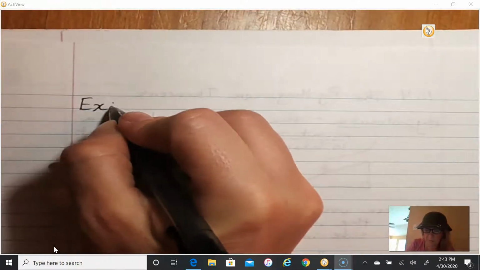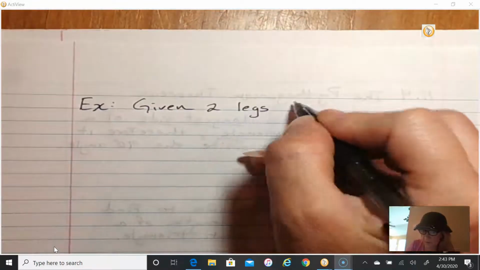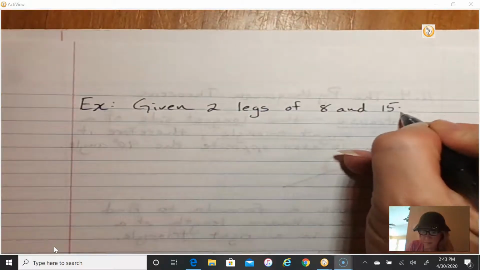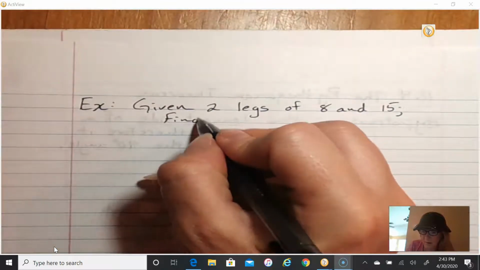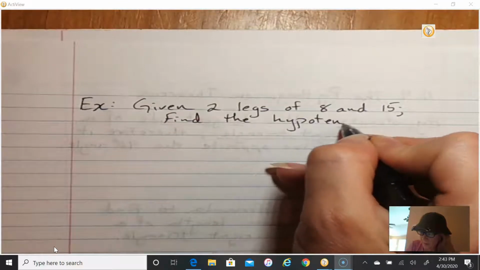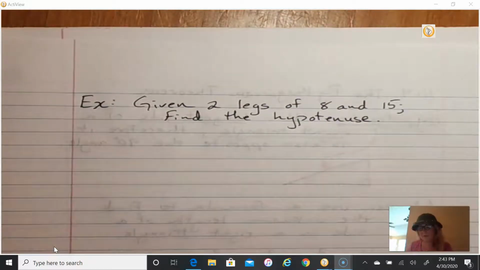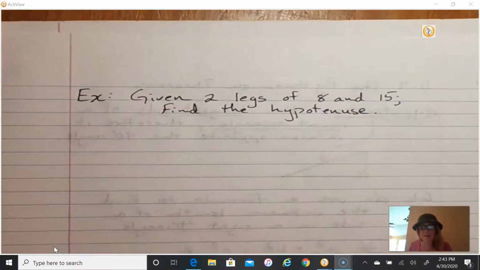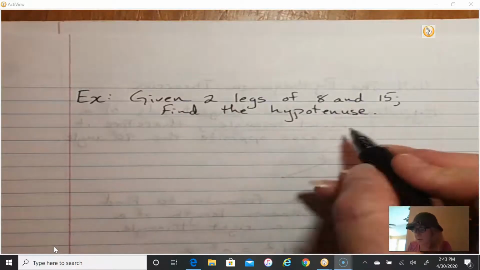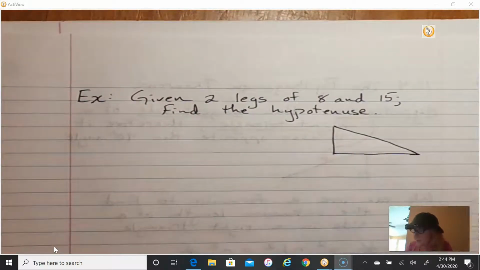So example. Given 2 legs of 8 and 15, find the hypotenuse. Okay, so this is all you've been given. My suggestion, draw a picture. Given 2 legs of 8 and 15, find the hypotenuse. I like saying hypotenuse.